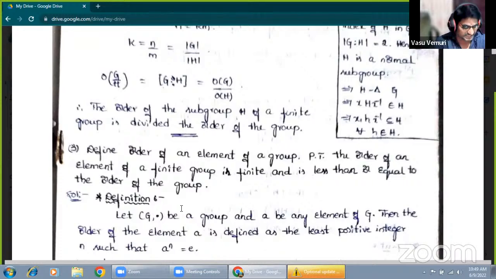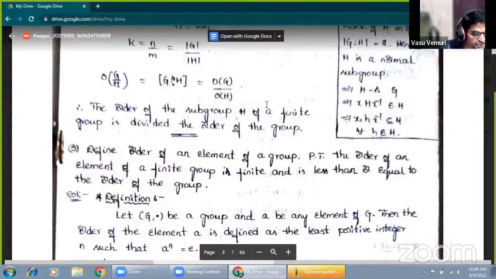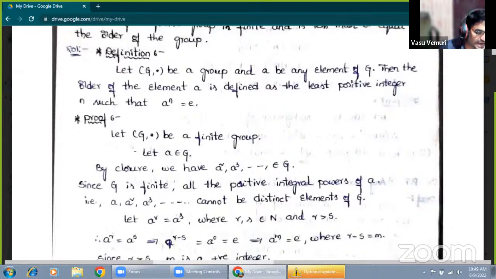Now, according to this, first of all you have to mention the definition of the order of an element of a group. Then prove that the order of an element of a finite group is finite and is less than or equal to the order of the group.